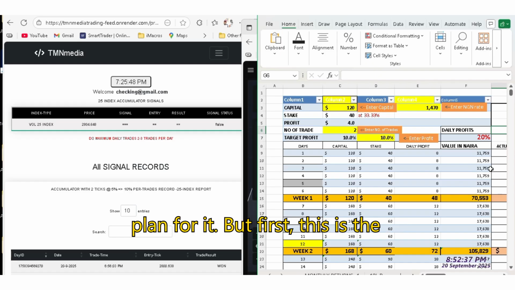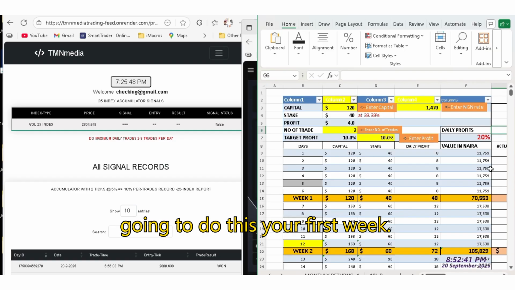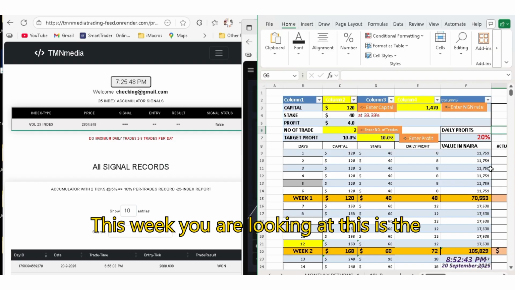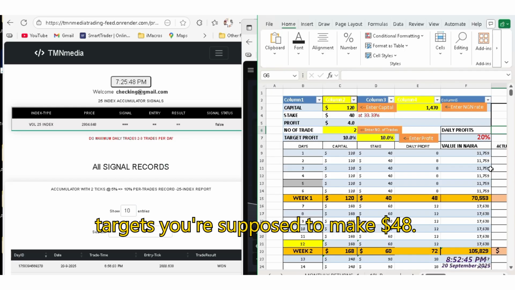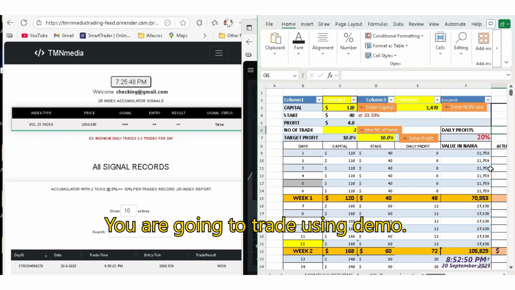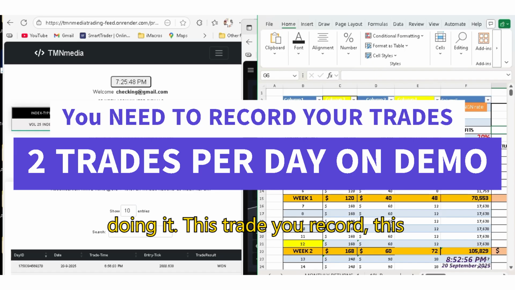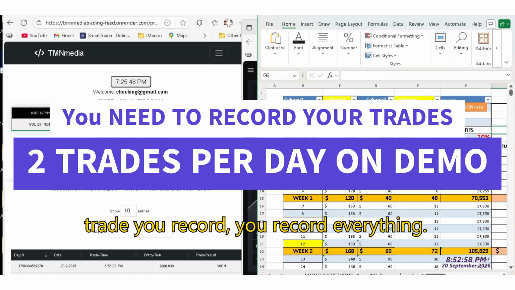But first, this is the plan for the trading itself. You are going to do this your first week. This week you are looking at this target. You're supposed to make $48. You are going to trade using demo. You record each trade as you are doing it. This trade you record. This trade you record.